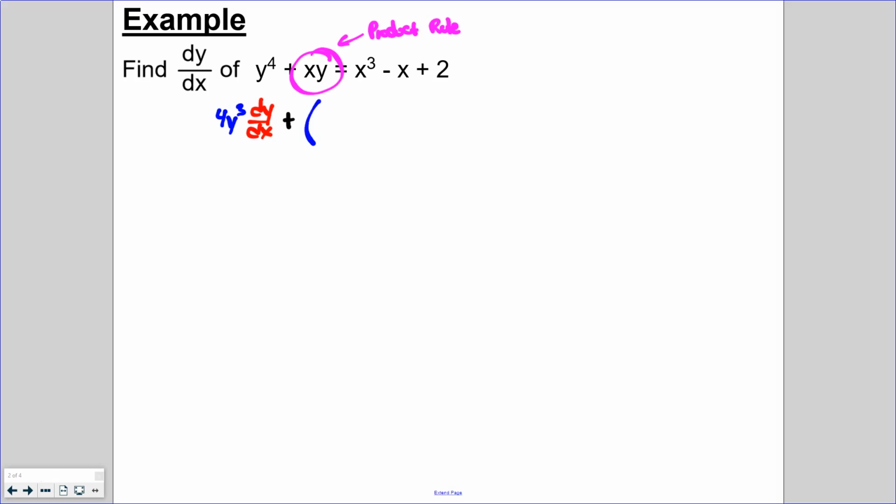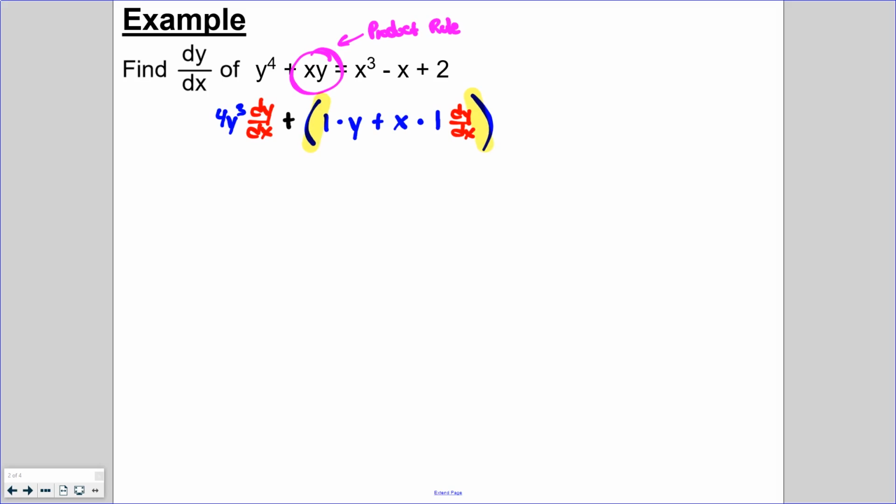Now, product rule says we take the derivative of the first term, and our first term here is x. So the derivative of x is going to be 1, and then times the second term, which is y. Product rule says then we're going to add the first term, which is x, and then multiply by the derivative of the second term, and the second term is y, so the derivative of y is going to be 1. But remember, since we took the derivative of a y, we need to multiply by dy/dx. And if you notice, I put the product rule in parentheses.